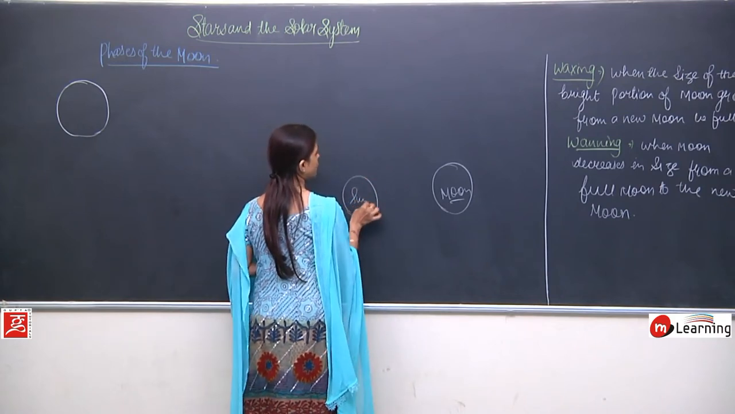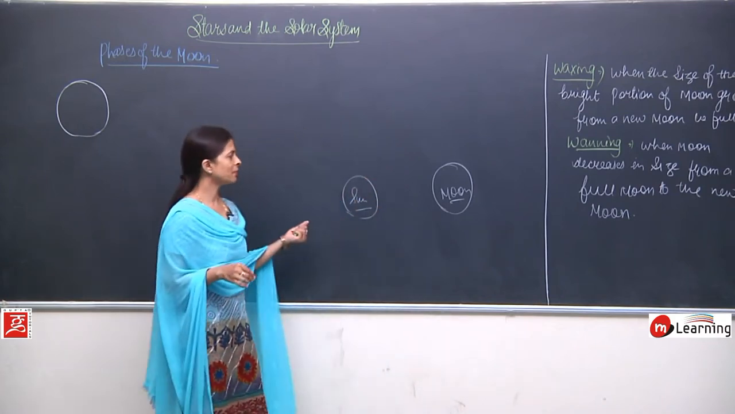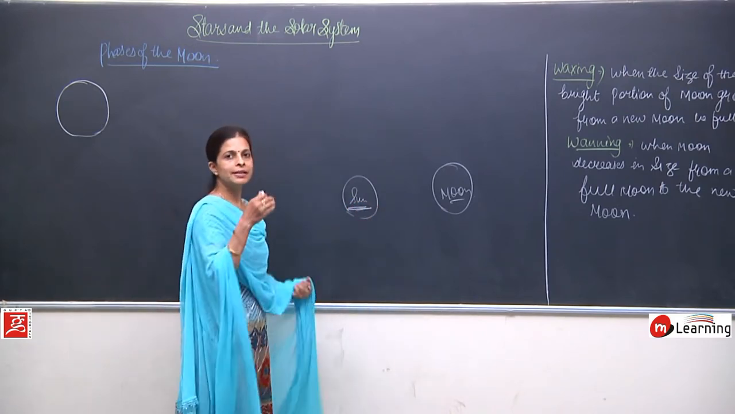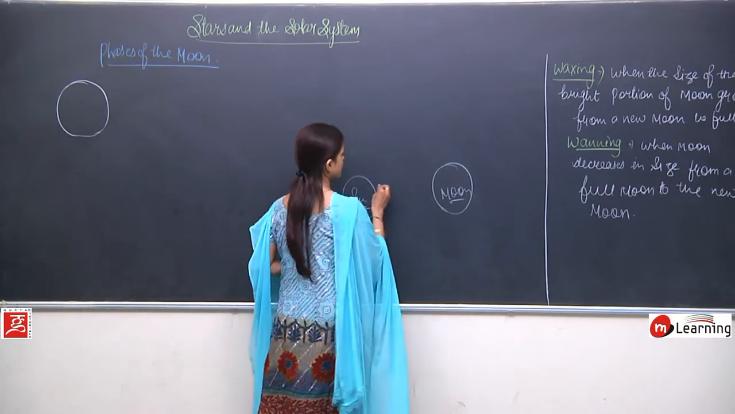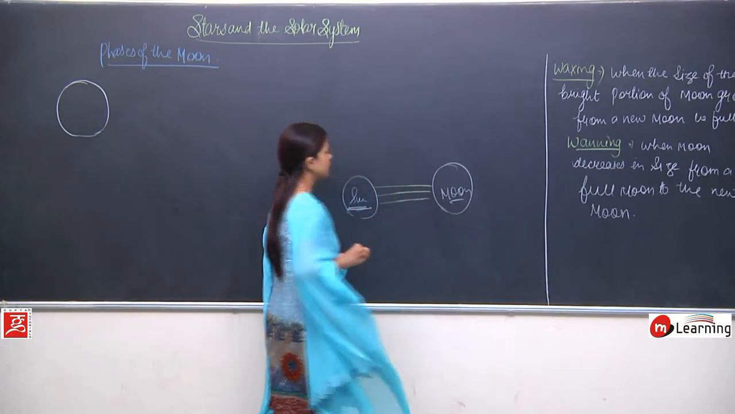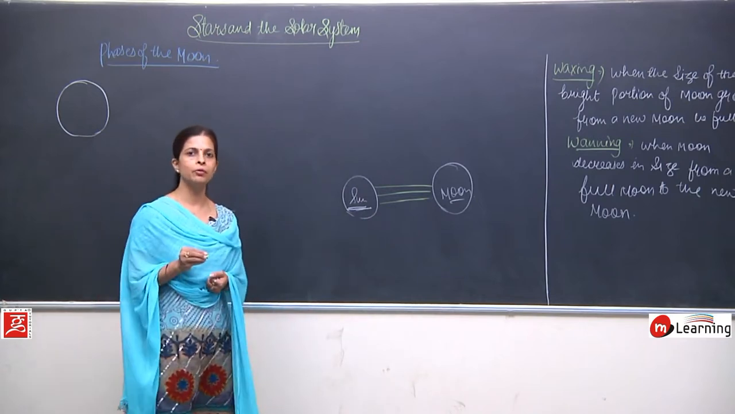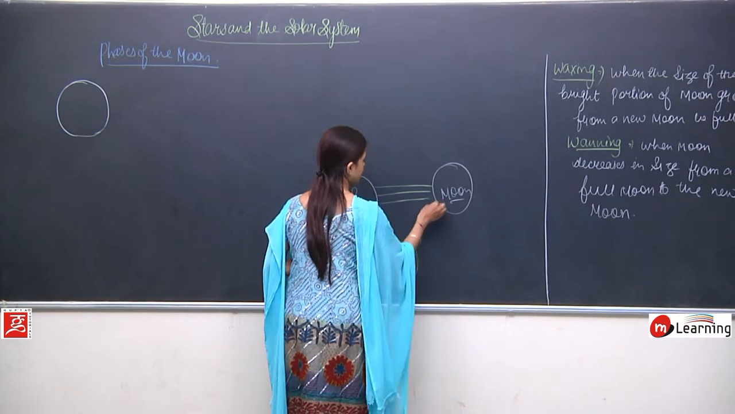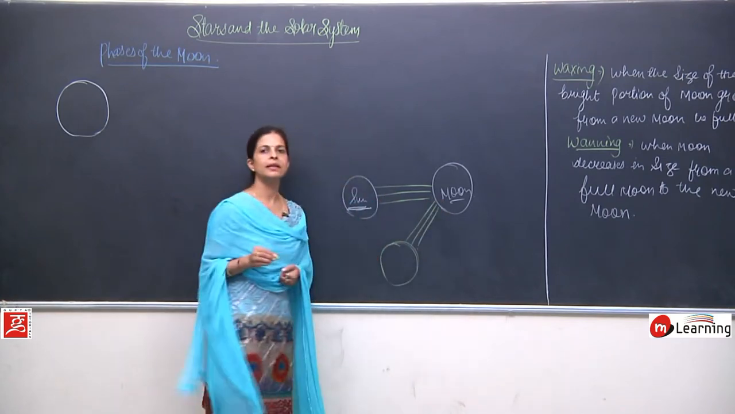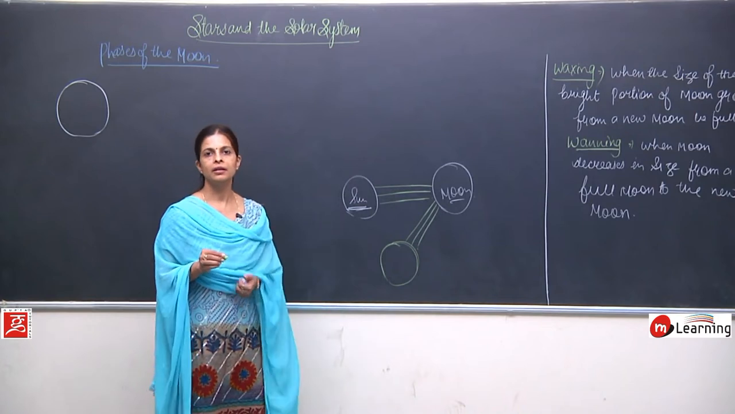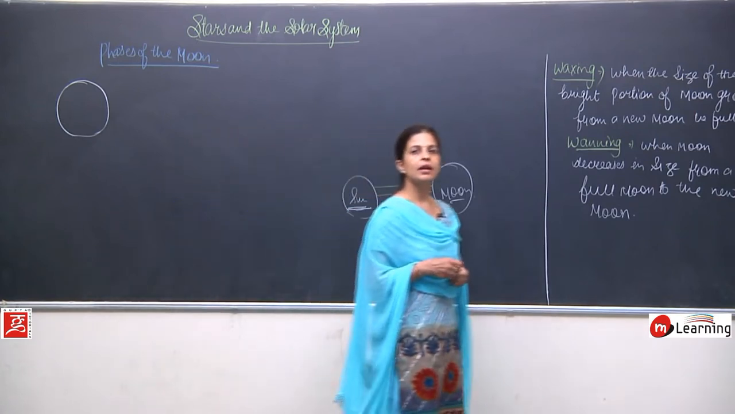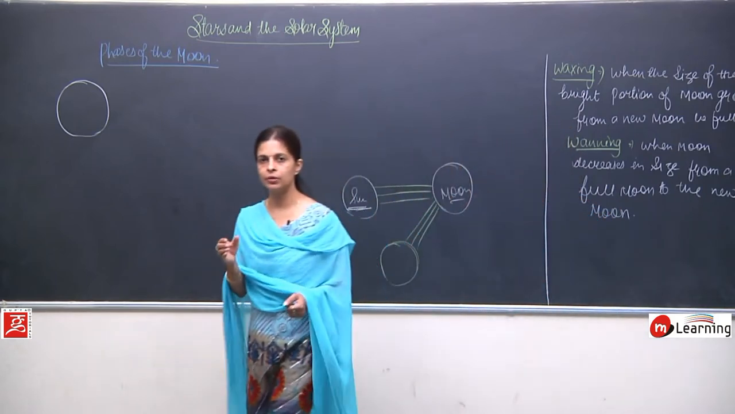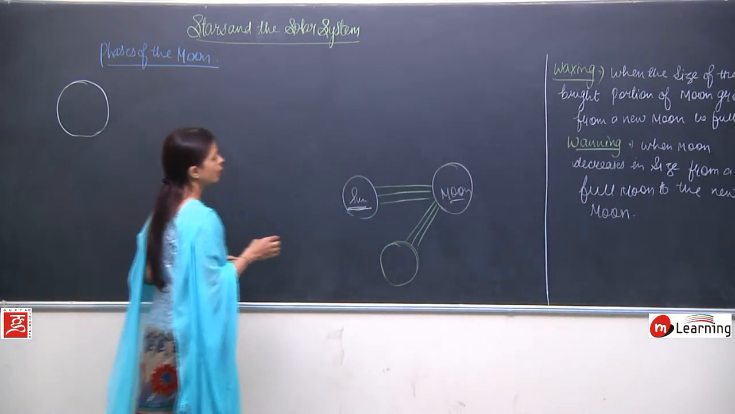This is a very rough diagram where the sun is small and the moon is bigger. When the sun's rays fall on the surface of the moon and are reflected, because of this reflection we can see the moon. As we know, the moon is revolving around the earth.